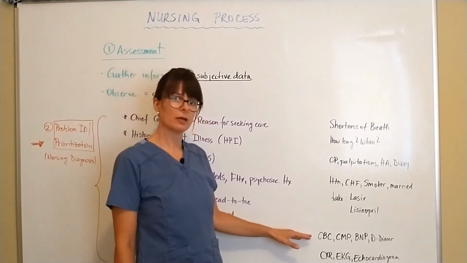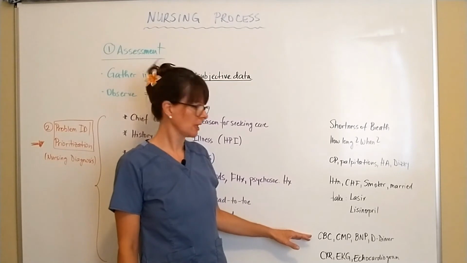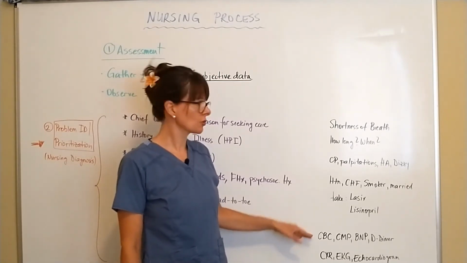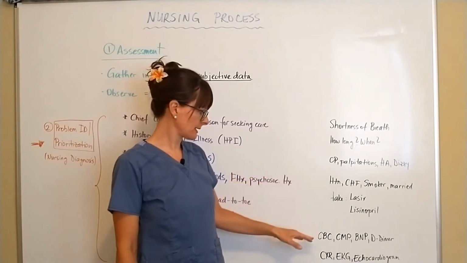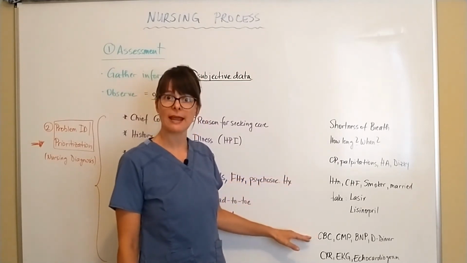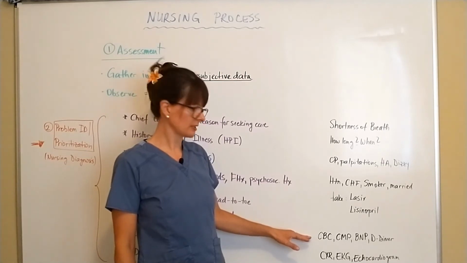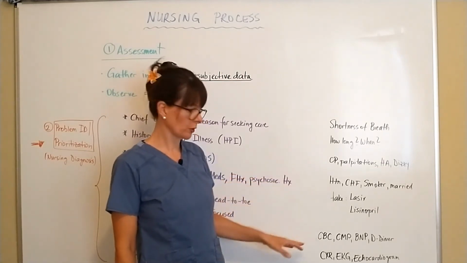So CBC would tell us about the hemoglobin and hematocrit. So if they have a low H&H, they might feel short of breath because now they only have half the tank full. So that means they have decreased blood cells available to perform the oxygen carrying into the different cells. And so now, of course, they're going to feel short of breath.